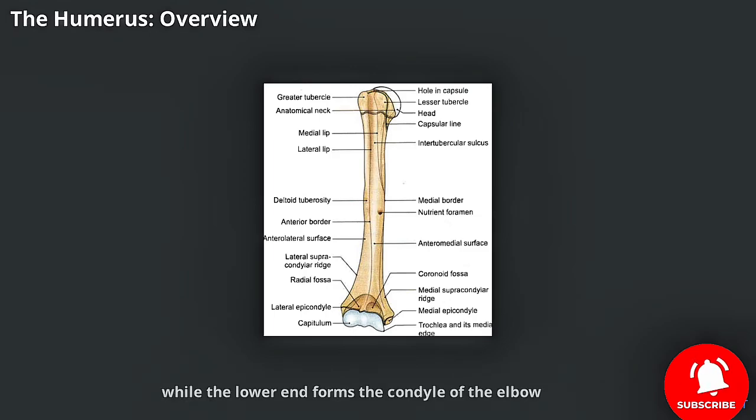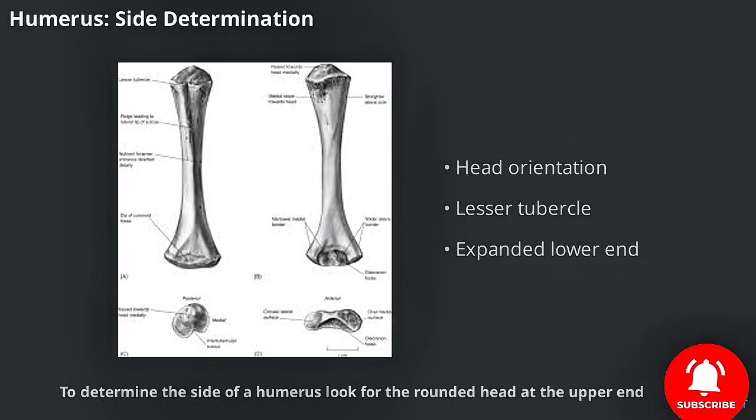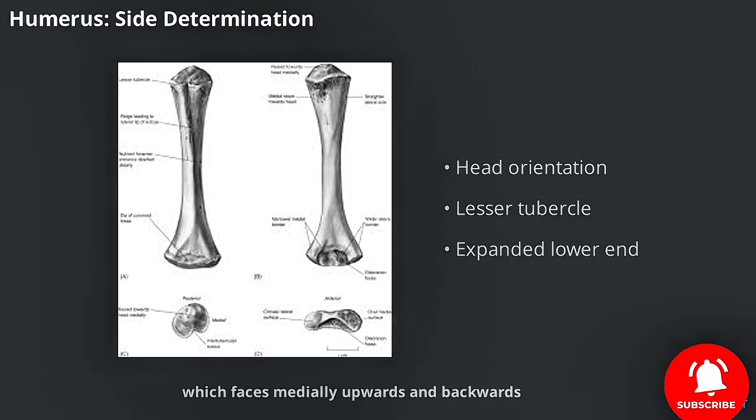condyle of the elbow. To determine the side of a humerus, look for the rounded head at the upper end, which faces medially, upwards, and backwards. The lesser tubercle projects from the front, separated from the greater tubercle by the intertubercular sulcus. The lower end is expanded and flattened, helping to orient the bone correctly for anatomical study.